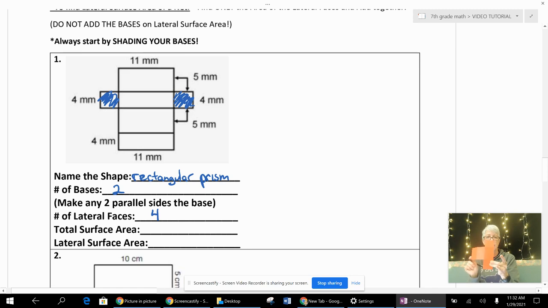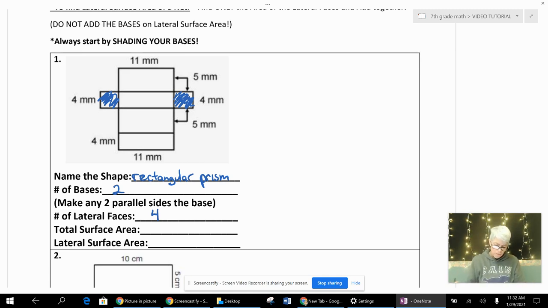They're going to be exactly the same. These two are going to be exactly the same. And these two are going to be exactly the same because when I fold this up, let me get one that's already folded. These two sides are exactly the same. These two sides are exactly the same. So just so you know that.